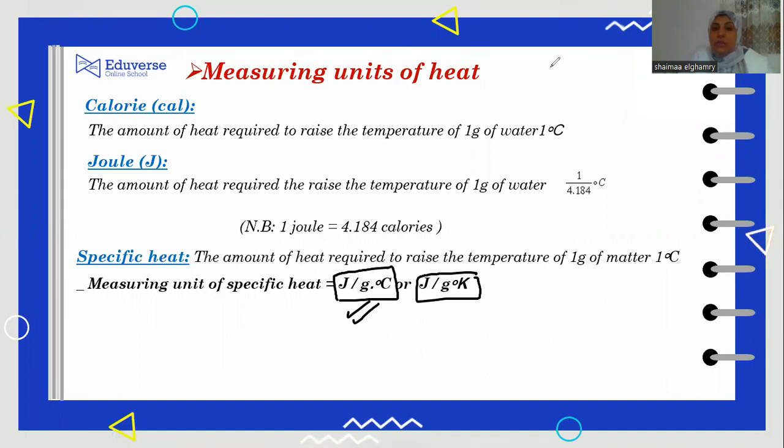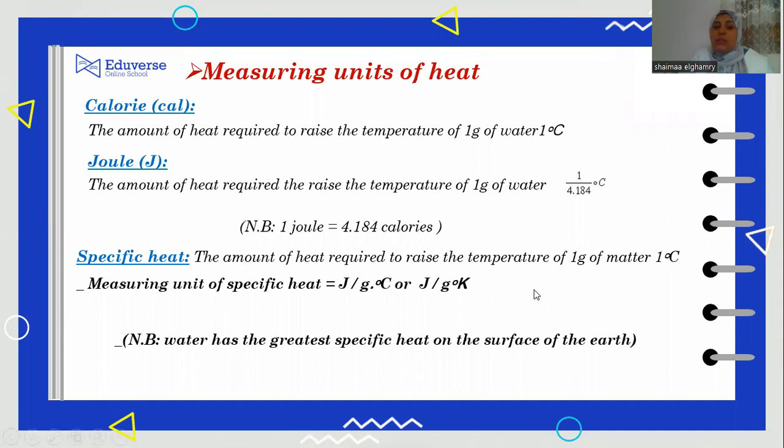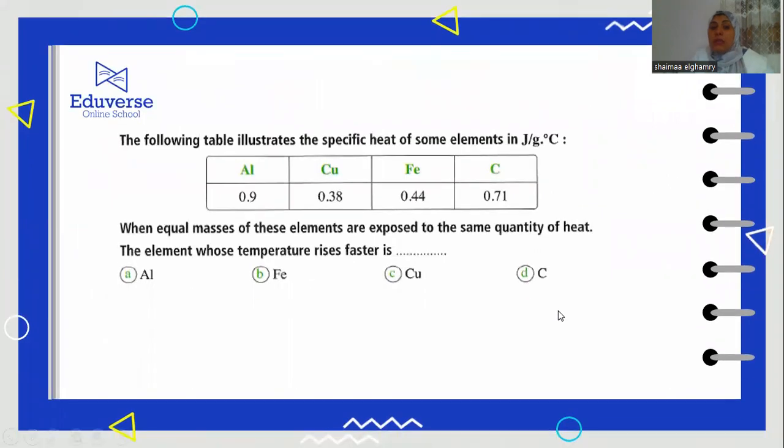So specific heat represents, again, the amount of heat required by 1 gram of matter to increase its temperature by 1 degree Celsius. Here we have a very important piece of information: water has the greatest specific heat on Earth's surface. So raising the temperature of 1 gram of water needs a large amount of heat. Here we have an example. The following table illustrates the specific heat of some elements in joule per gram degree Celsius.